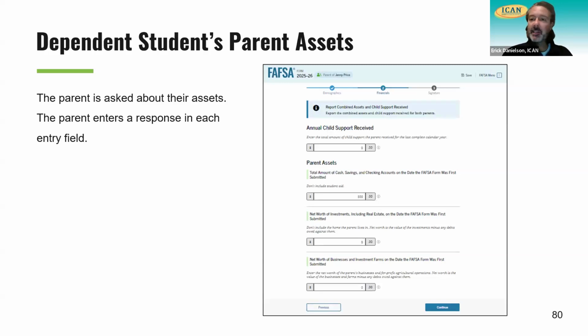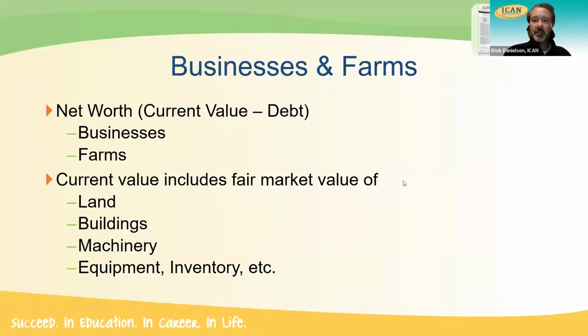After that, it's the parent asset questions. Same questions that were asked to the students, but now to the parents. Your amount of cash savings and checking, net worth of investments, and then net worth in business and farm. And this is actually where I wanted to talk just a little bit more about what this meant. First of all, that last question about business and farm. There are no longer any exemptions for business and farm. So what you're looking for in net worth is value minus debt for that business or for that farm.